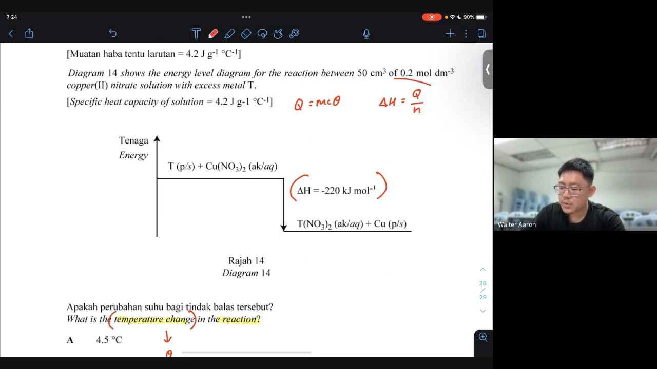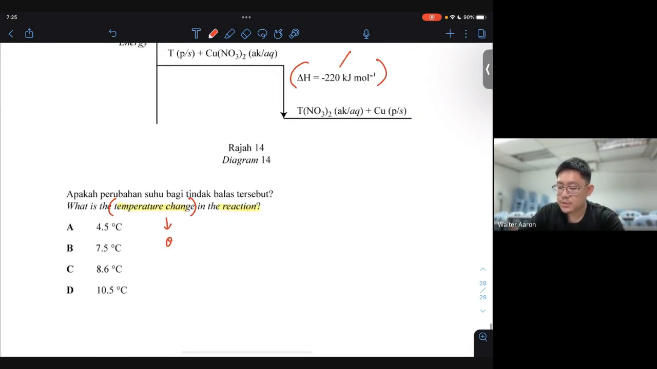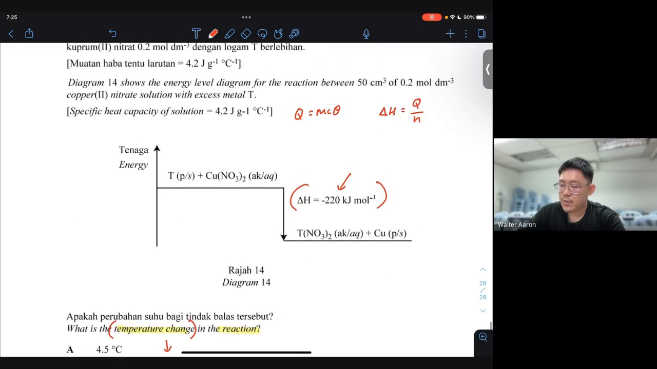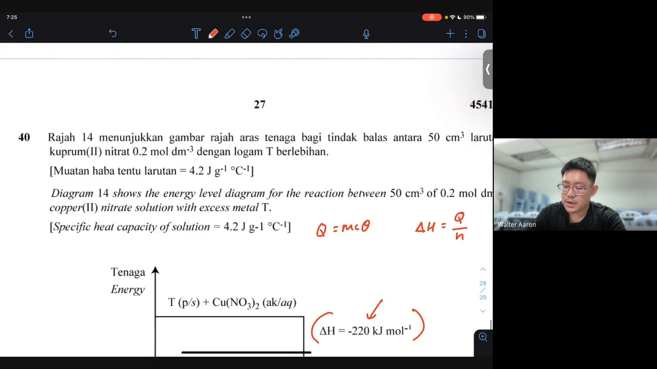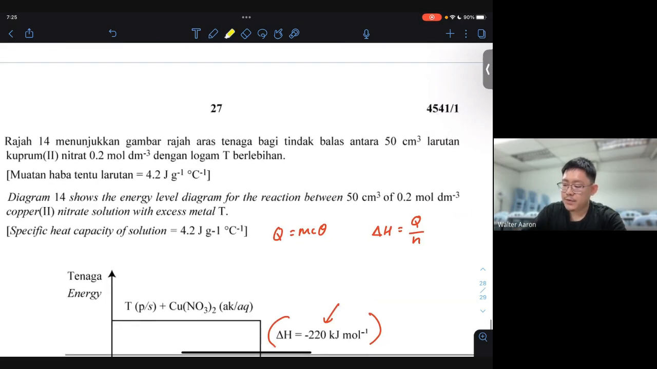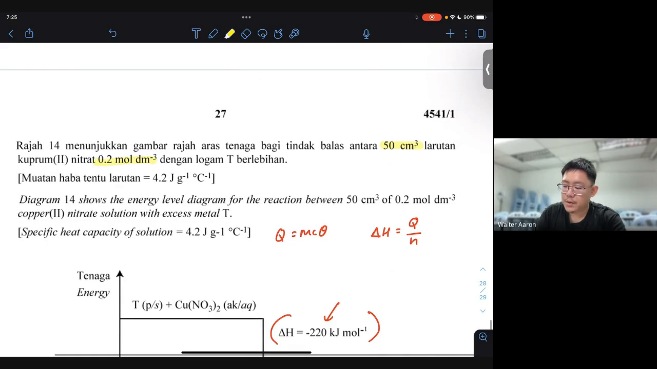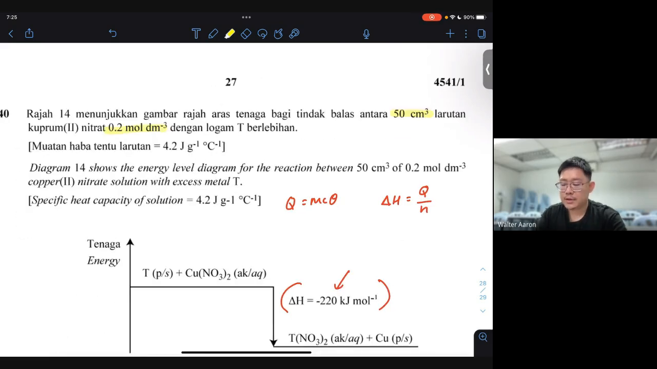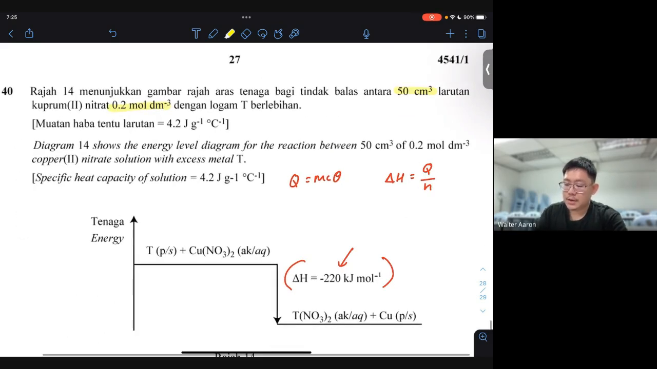Now let's start with the first equation. The first formula we're going to use is ΔH = Q/n, because our subject now is to look for Q instead. So we have ΔH, which is 220 kilojoules, and the number of moles. We have to find what n is. n is the number of moles. If you want to find the number of moles, we can look at the question over here. It says 50 cm³ of 0.2 mol/dm³ of copper nitrate solution is reacted with metal T, isn't it?